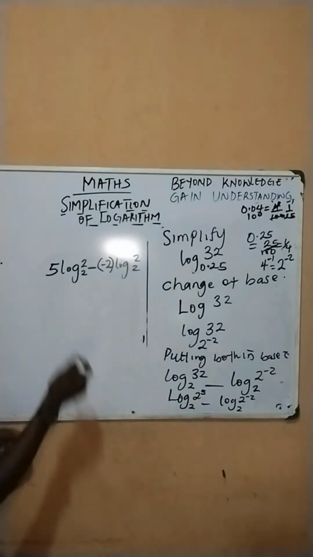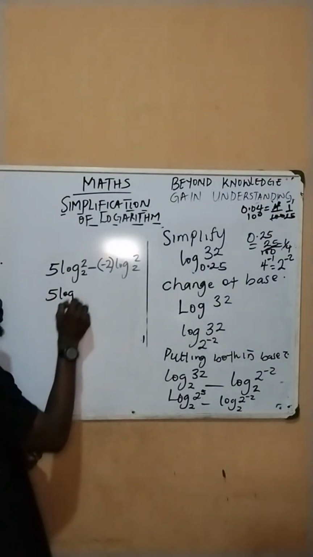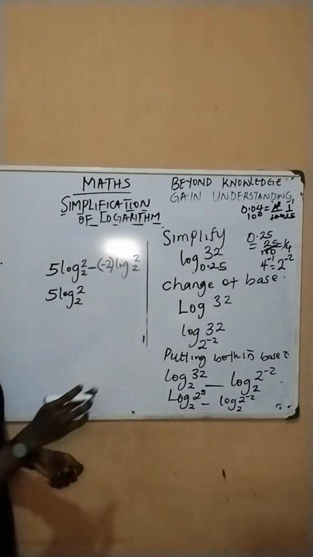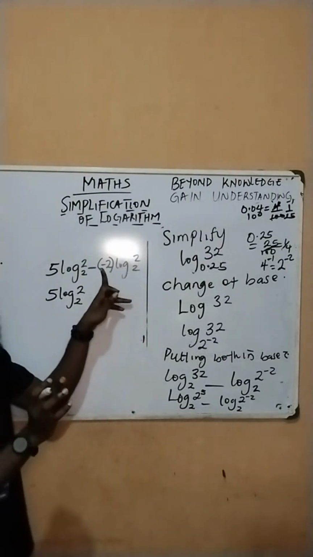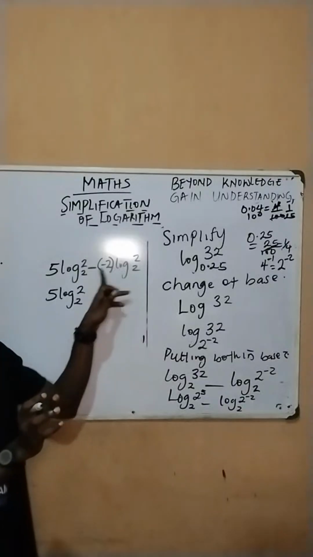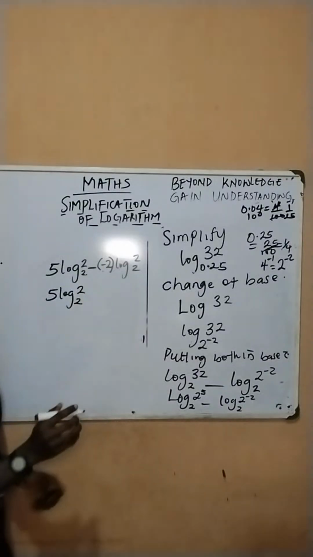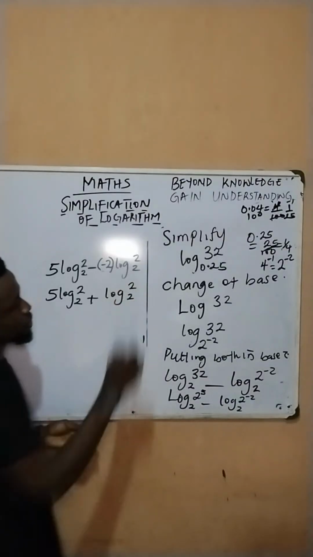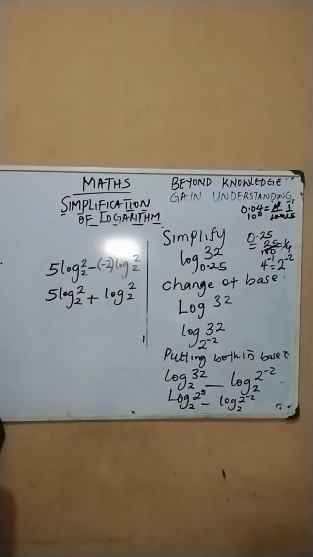A positive value. So this is similar to saying 5 log 2 base 2, then negative multiply negative. This is the whole point of me putting the bracket, so that the two signs can work on each other. Negative multiply negative will now give us positive 2 log 2 base 2. This is what we have at this particular point in time.